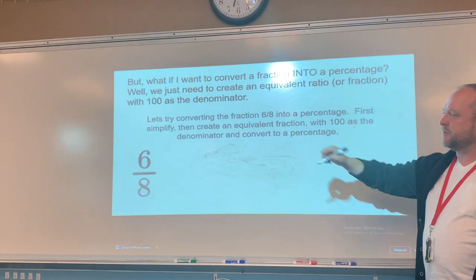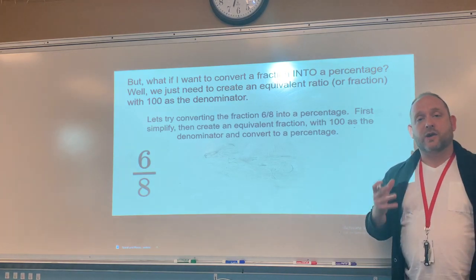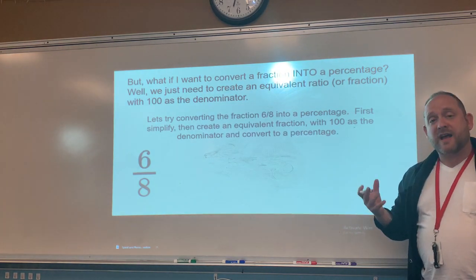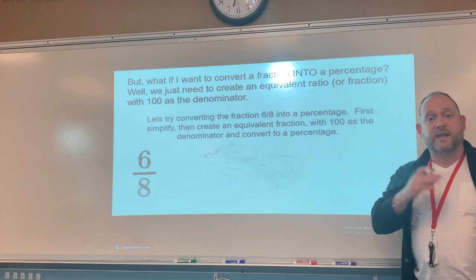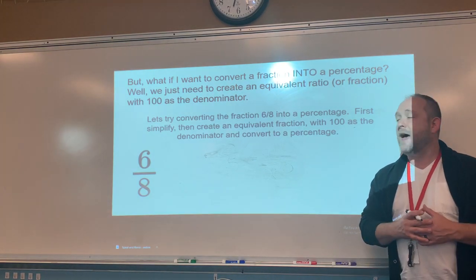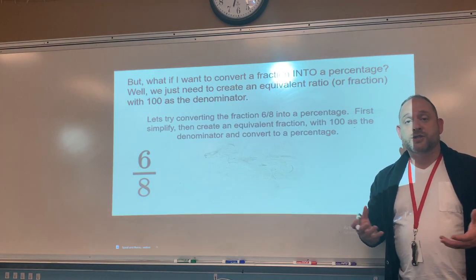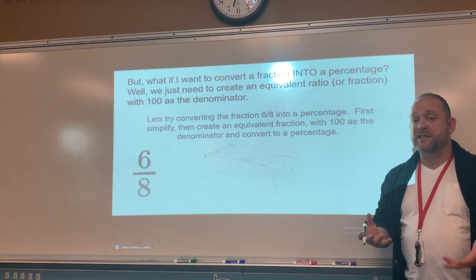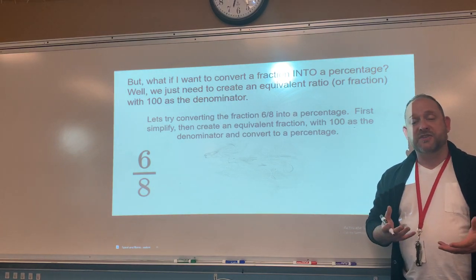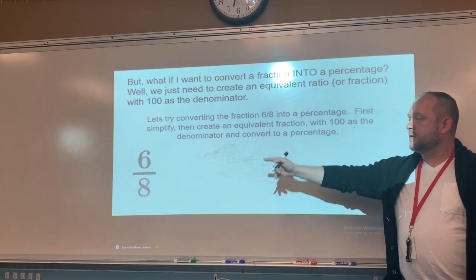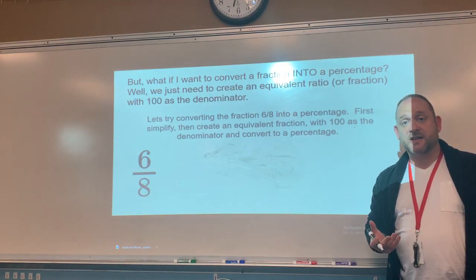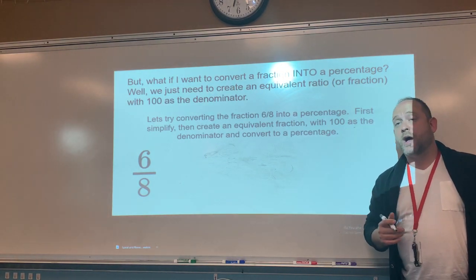So first we need to simplify this guy. Then we're going to create an equivalent fraction with 100 as the denominator. And we're going to convert that into the percentage. Because remember, if we have anything over 100, we're showing the pieces out of 100, which means it is literally a percent. It's of 100. So first thing we need to do is simplify this guy down to simplest terms. And I'll show you why.